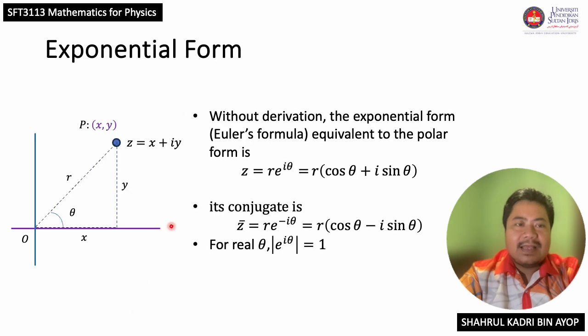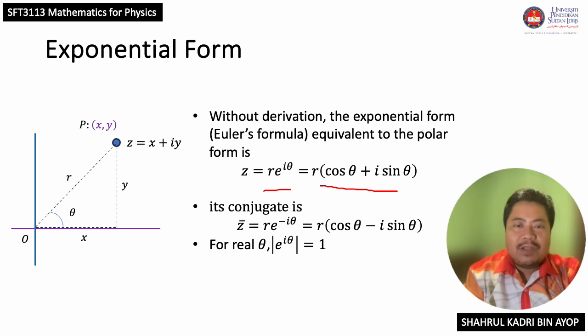So let's start. Suppose that again we consider the complex number z equal to x plus iy. This is already known in the Argand diagram. Without derivation, the exponential form, which is based on Euler's formula, is equivalent to the polar form: z is equal to r e^(i theta). So this is the polar form, and the exponential form is the equivalent.